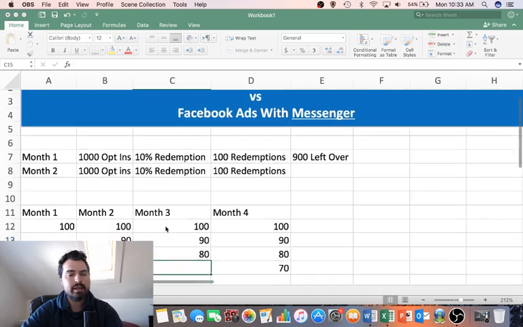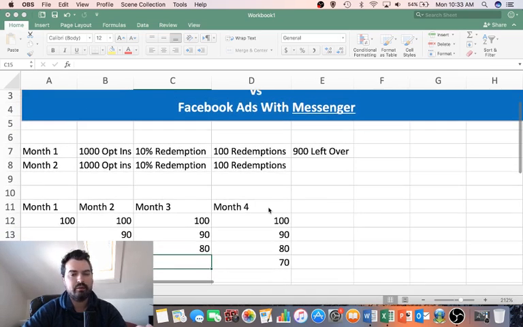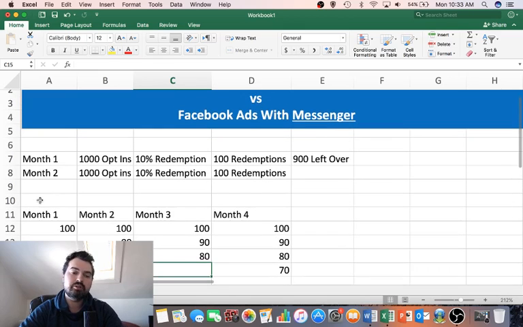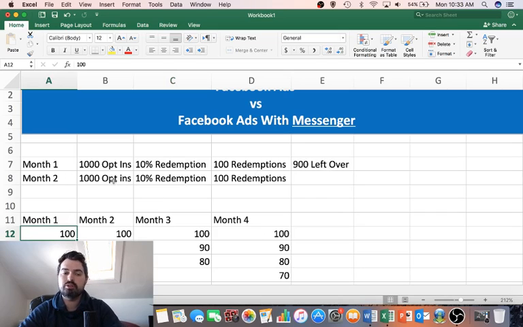So I laid out the Facebook Messenger results this way so you can see how visually it works. So for that same ad spend, I'm going to spend $500. I'm going to get 1,000 opt-ins, 10% redemption rate. So I'm going to get 100 people, as you can see right here, 100 people redeem. And then I have that 900 left over. Month two, I'm also going to do the same thing. Same amount of money. I'm going to get 1,000 opt-ins, 10% redemption. I'm going to get 100 new people to come into the restaurant and redeem, as you can see here.